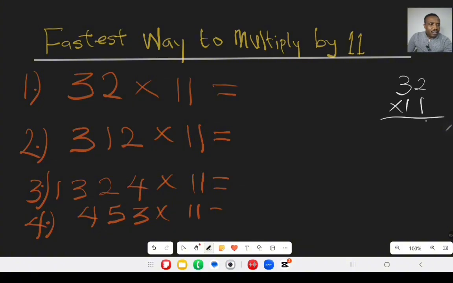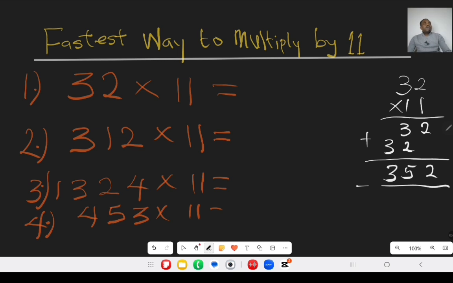Then what we do is say 1 times 2 gives us 2, 1 times 3, 3, 1 times 2, 2, 1 times 3, 3. Then we add up 1 plus 0, 2, 5, 3. This is a long process.